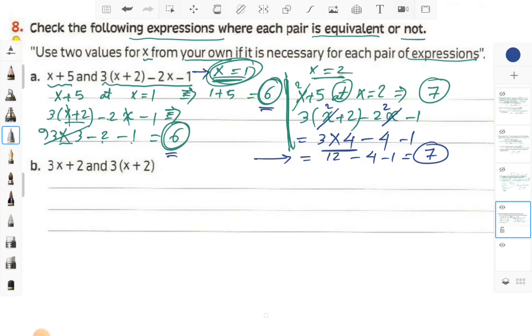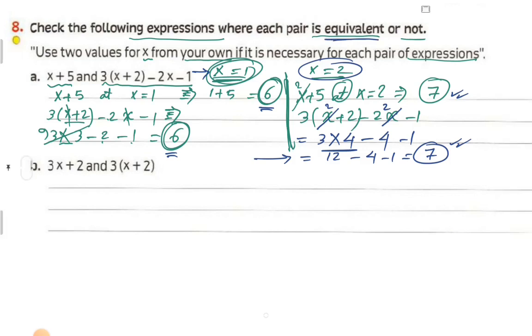Now I can see that from the first trial I got the same result from the two expressions. For x equals 2, the second trial, I got the same result from the two expressions. In this case, I can decide that these two expressions are equivalent. Okay, we'll do the same thing for the second pair of expressions. We have the first expression and the second expression.